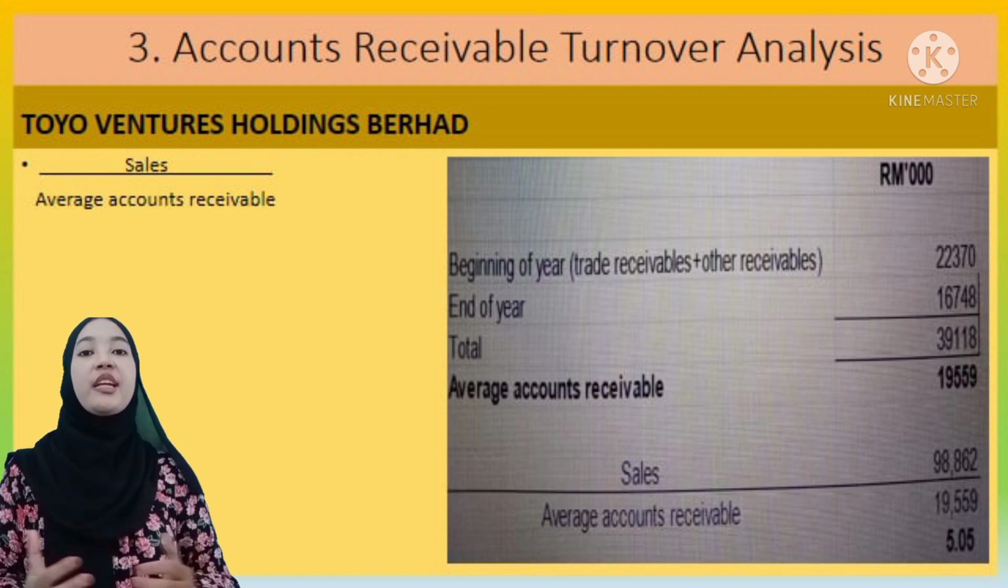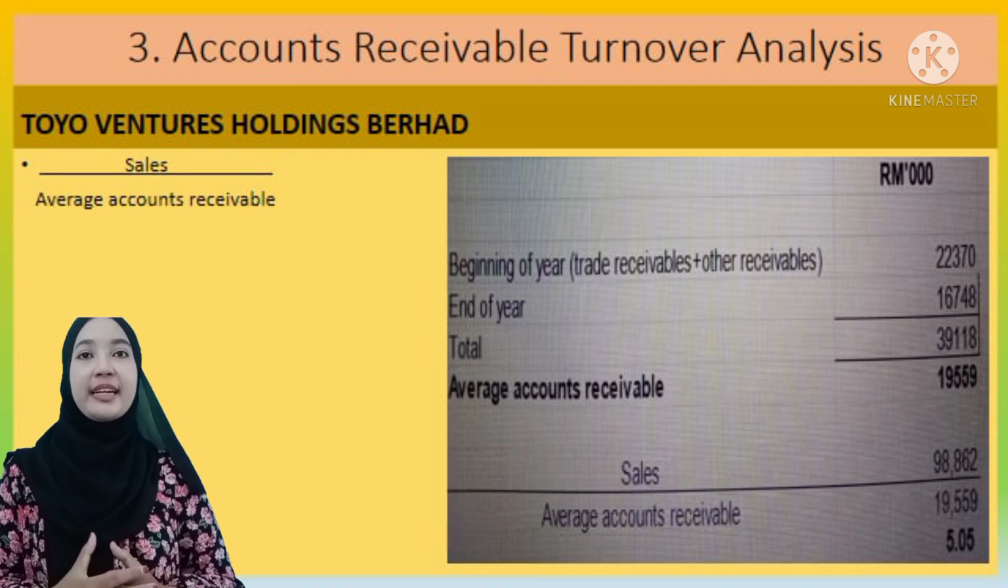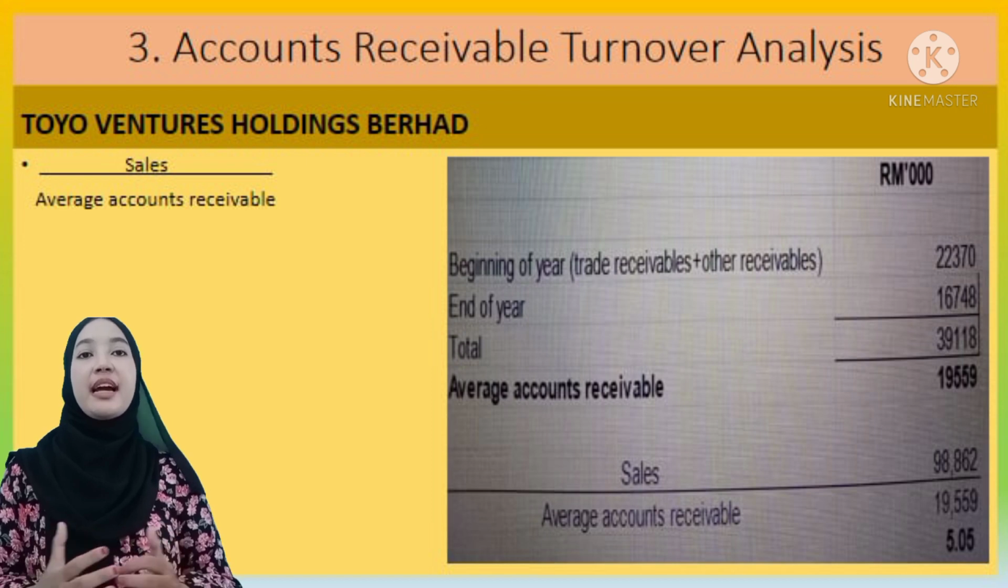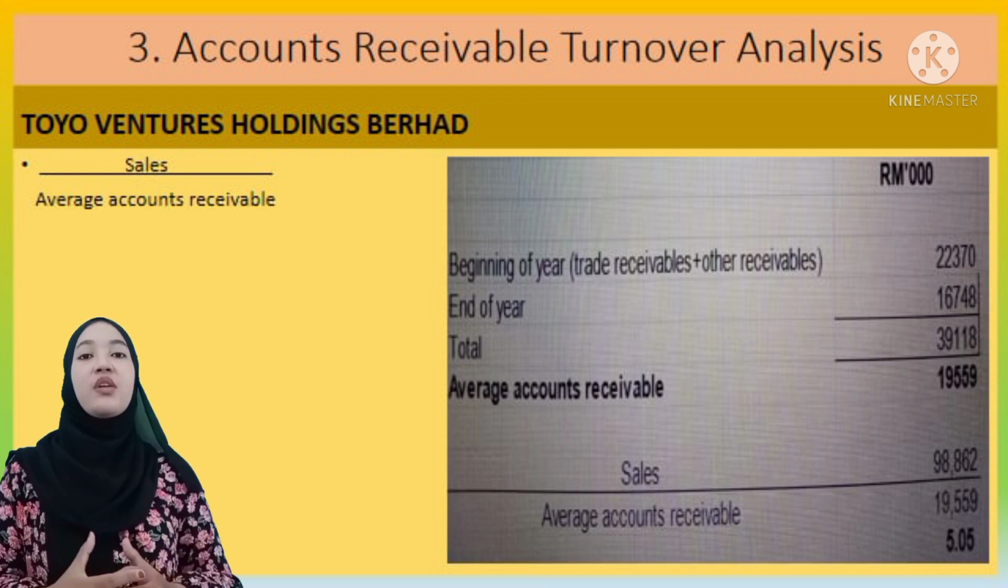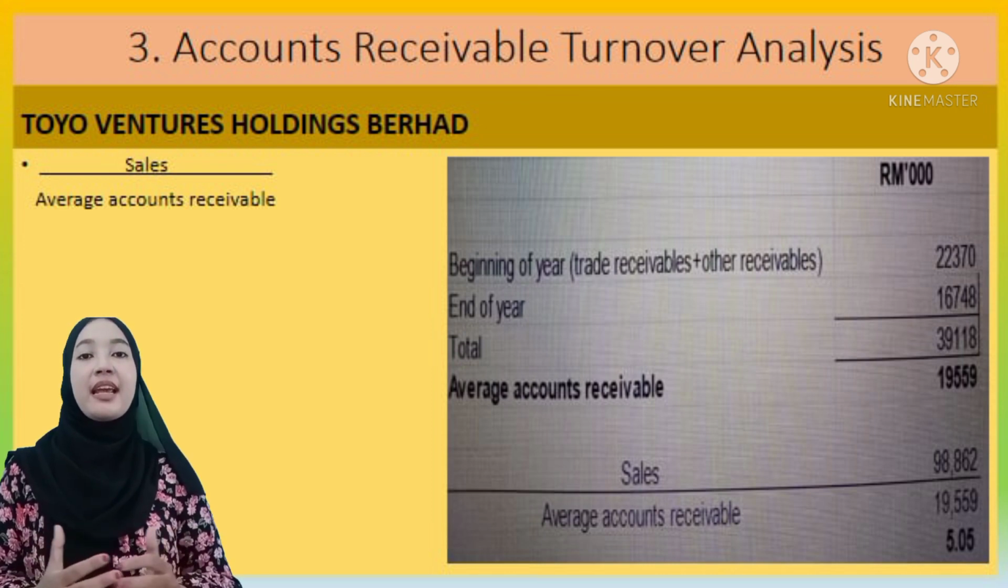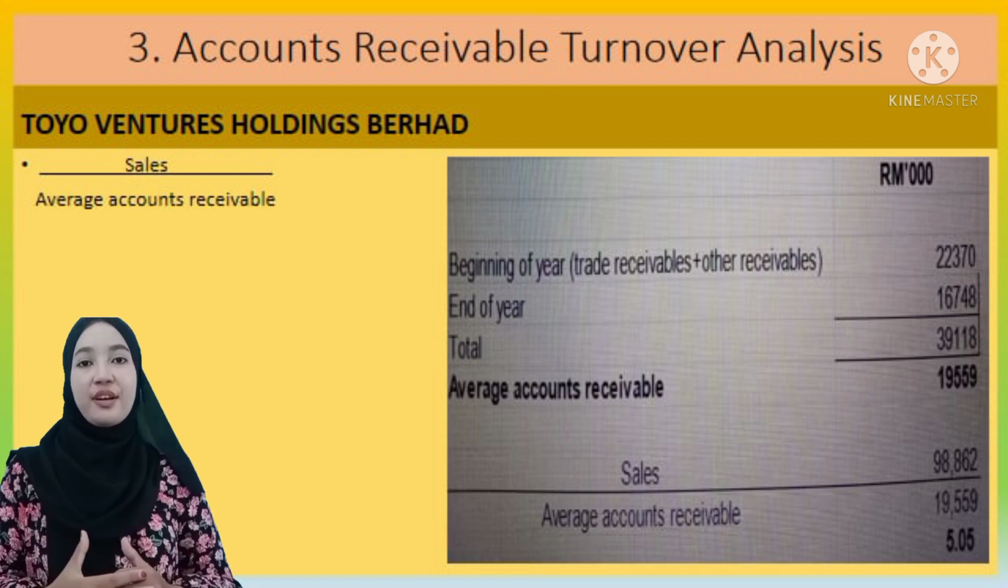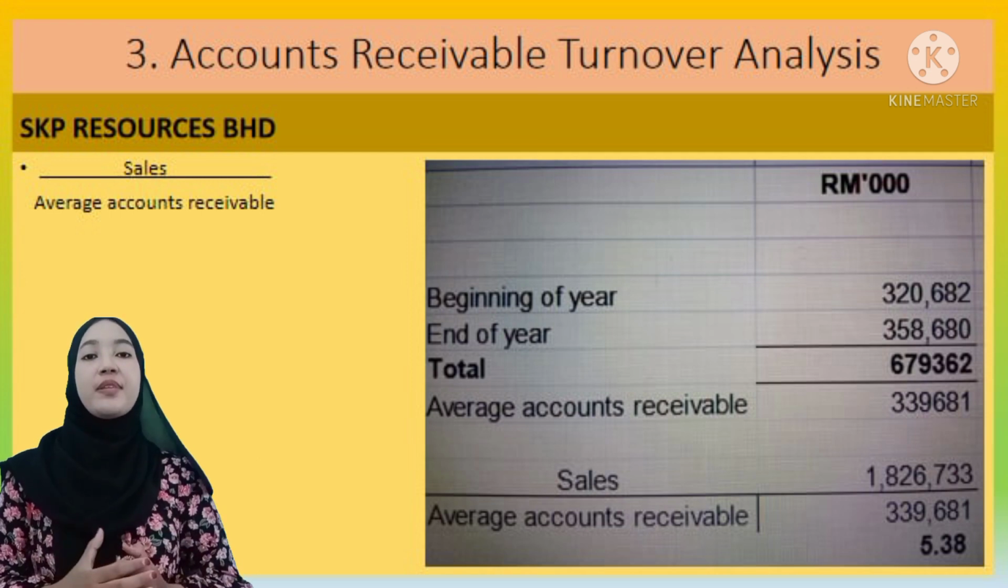The formula to compute average account receivable for Toyo Ventures Holding Berhad is beginning of year, trade receivables plus other receivables 22,370,000 plus end of year 16,748,000 equal 39,118,000. 39,118,000 divided by 2 equal 90,559,000. Sales 98,862,000, get from annual report 2020 as statements of profit or loss and other comprehensive income, divided by average account receivables 90,559,000 equal 5.05.